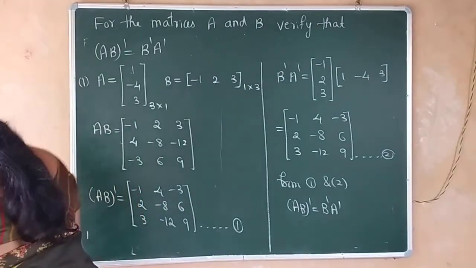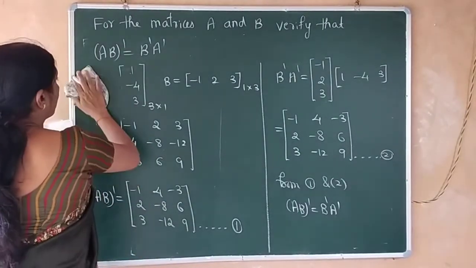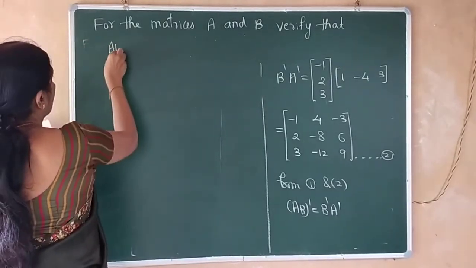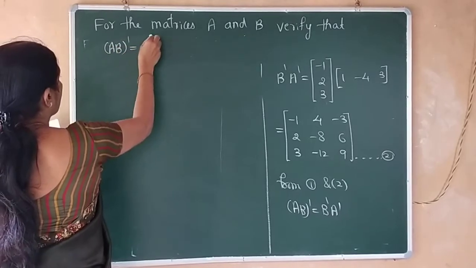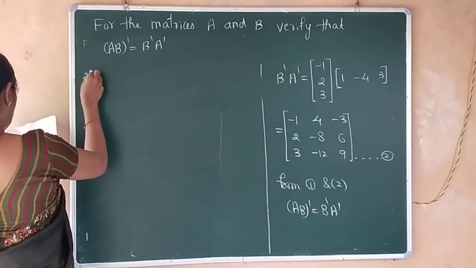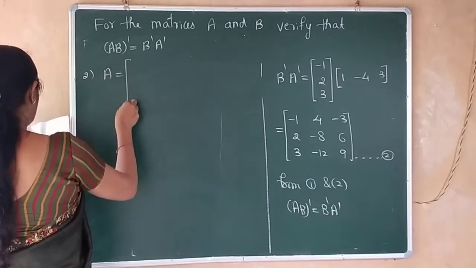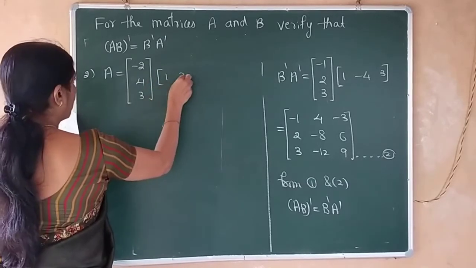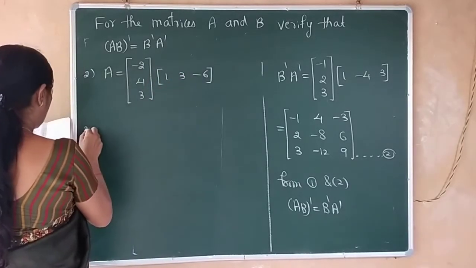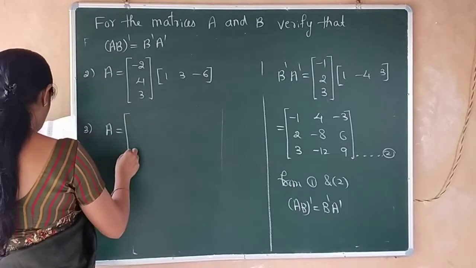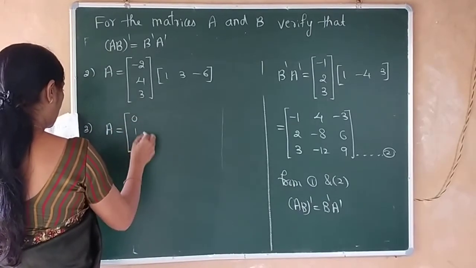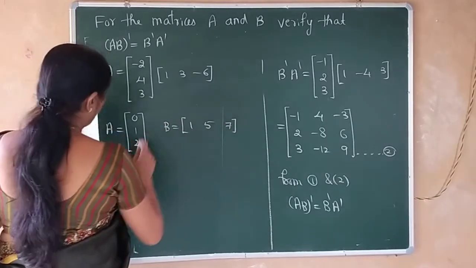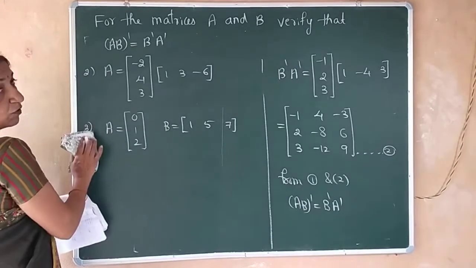Now in this same category, I am giving you two examples as homework. Same, verifying the question: AB whole transpose equals B transpose and A transpose. One I solved. Second one: A is [-2, 4, 3], B is [1, 3, -6]. And third one: A is [0, 1, 2] and B is [1, 5, 7]. These two as an assignment. Now moving to the next one.